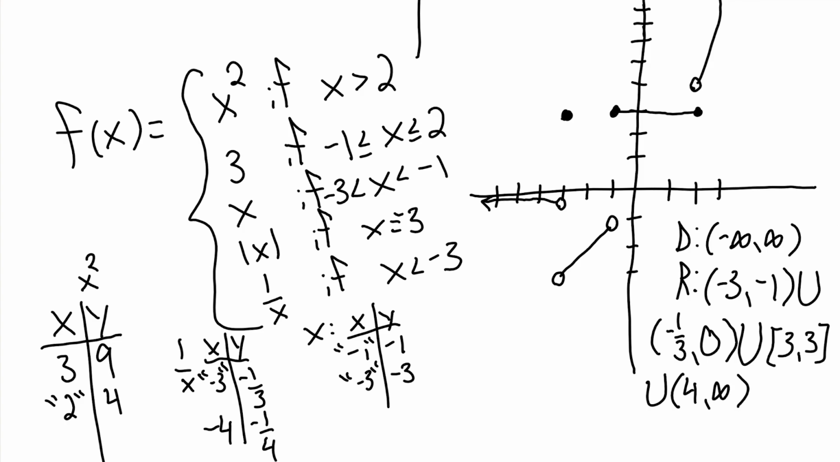Okay, so it's going to look like this here. -3 to -1, neither included. Union -1/3 to 0, neither included. Union 3 is included. Union 4 to infinity, neither included.